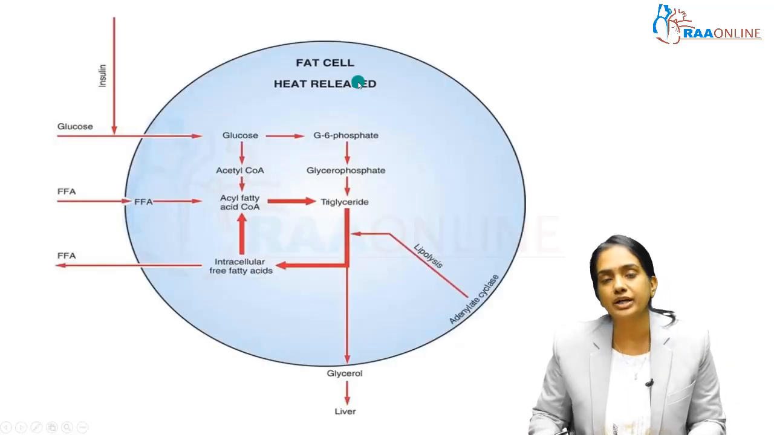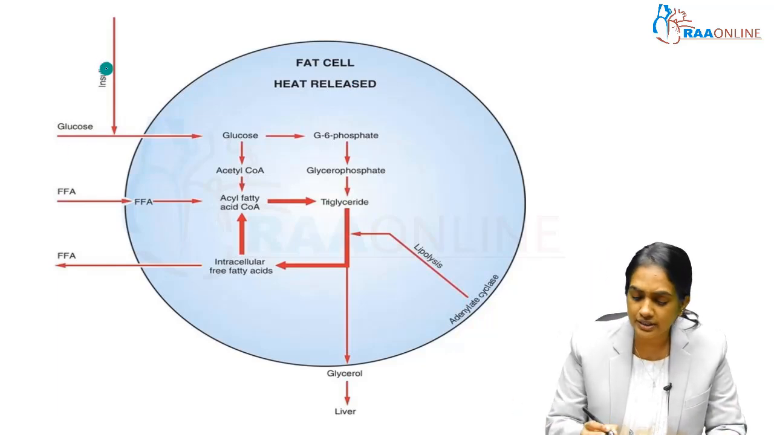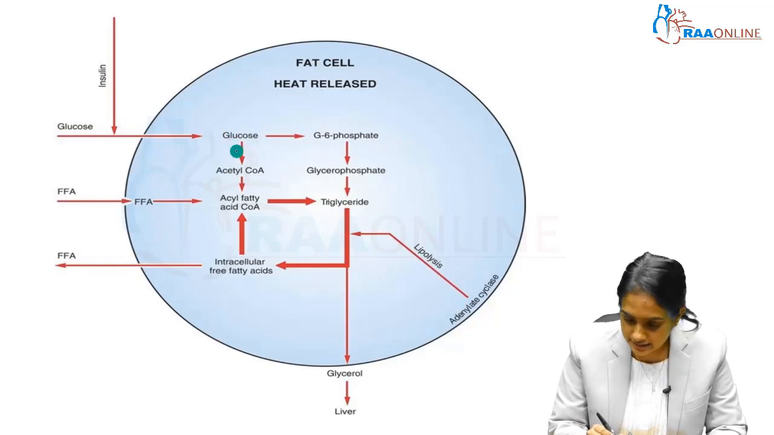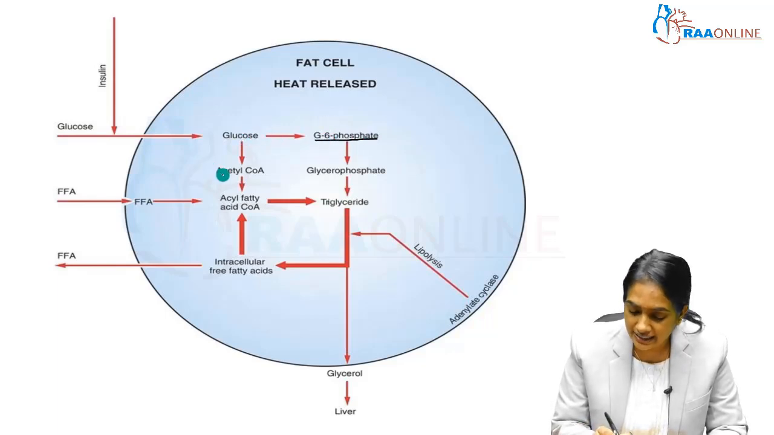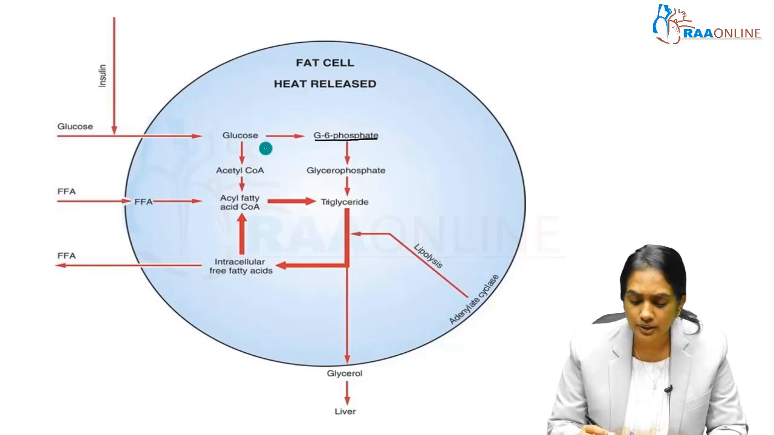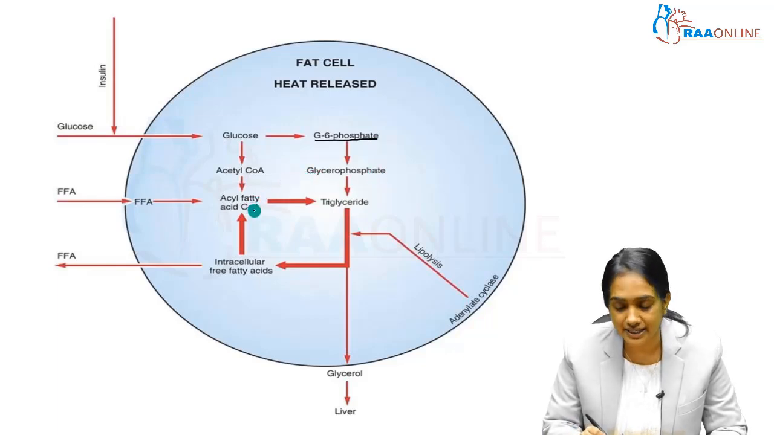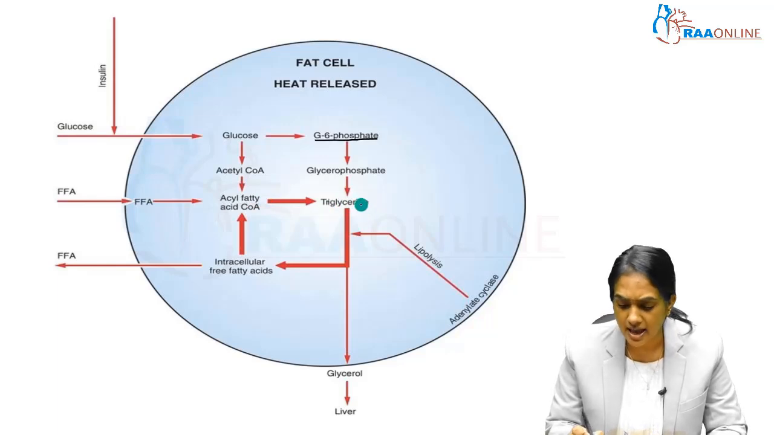Now you see this is a pictorial representation of what I told before. You can see glucose with the help of insulin entering into the fat cell, and this glucose will be converted into glucose 6-phosphate, and meanwhile when glucose is being converted to glucose 6-phosphate, it releases acetyl-CoA. Now the free fatty acid which is entering into the fat cell will combine with acetyl-CoA and form acyl fatty acid-CoA. Meanwhile, glucose 6-phosphate will be converted to glycerophosphate, and this glycerophosphate along with acyl fatty acid-CoA is going to form triglycerides.